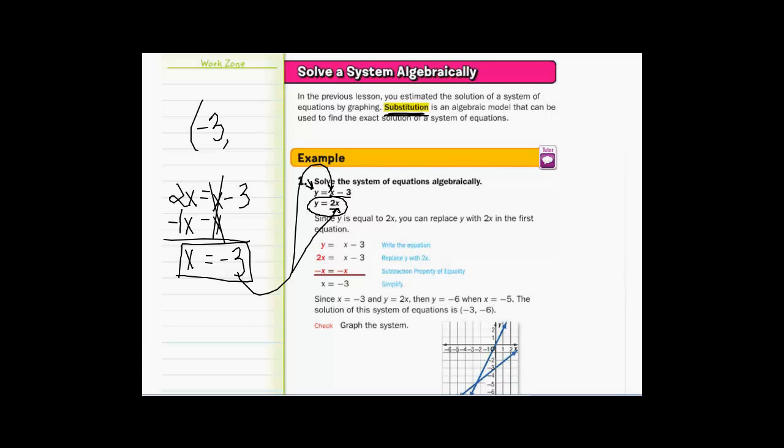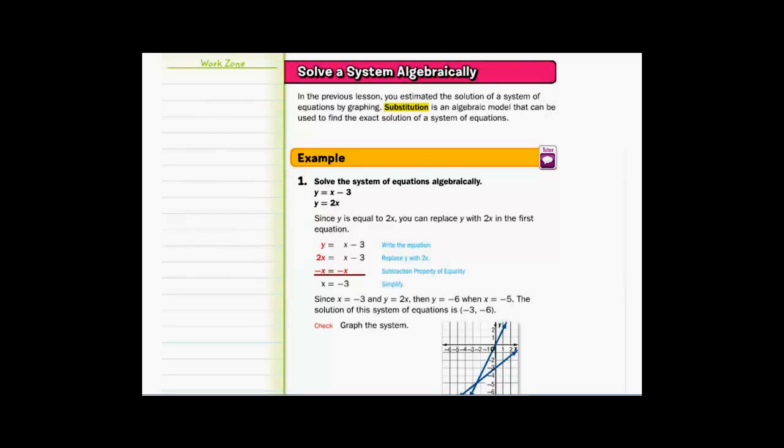So if x is negative 3, then y is equal to 2 times x, which is negative 3. So that means y is equal to negative 6. And I didn't have to graph anything. That's it. Negative 3, negative 6. That is my solution. All right. Let's look a little further down here.